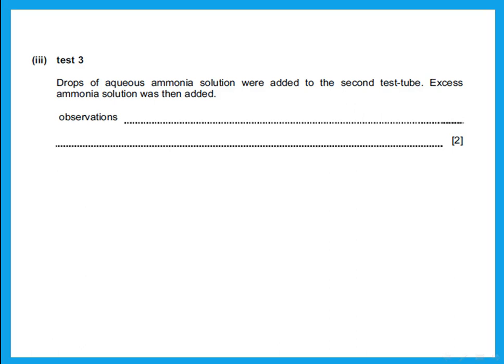Then test 3 says drops of aqueous ammonia were added to the second test tube. Again, he's adding aqueous ammonia to what? He's adding it to something that has aluminium. So what happens if I add aqueous ammonia? I get a white precipitate insoluble in excess.